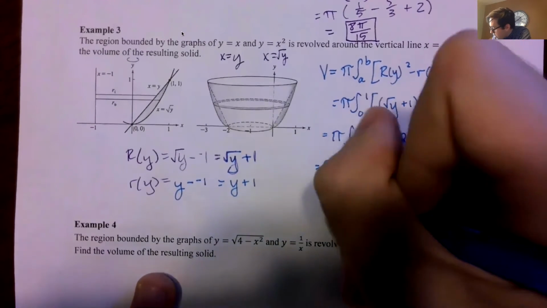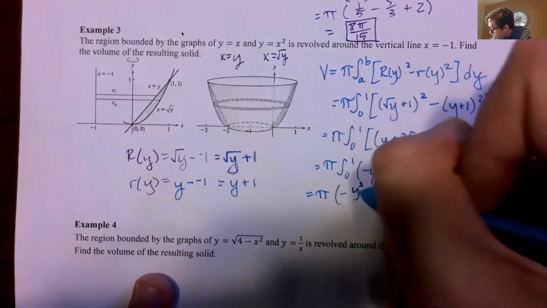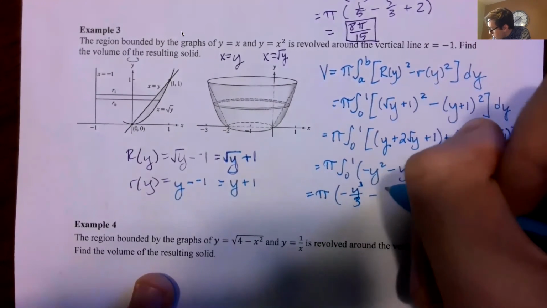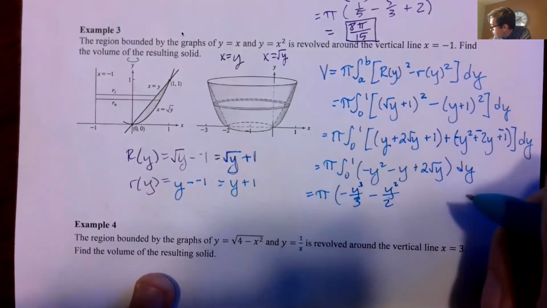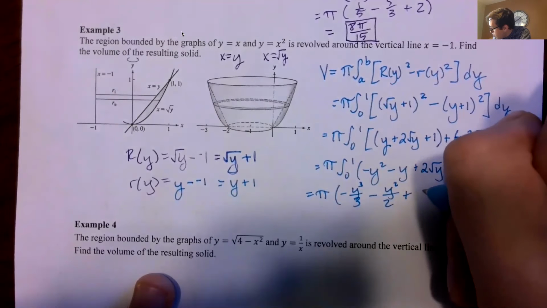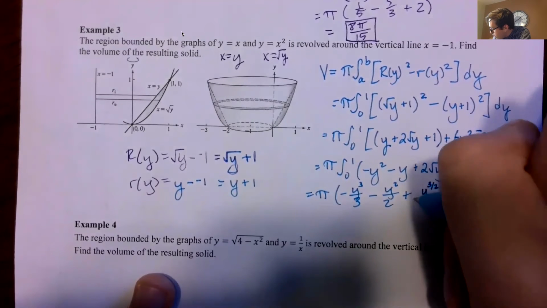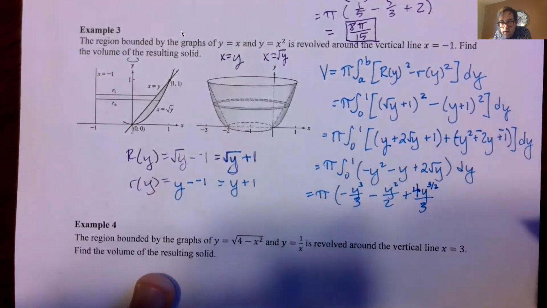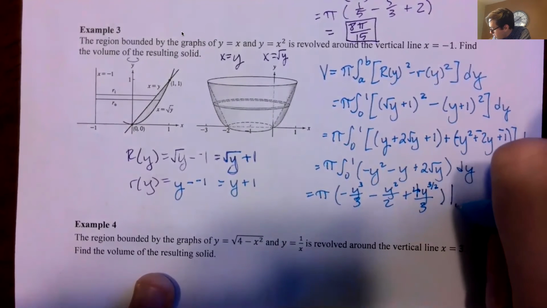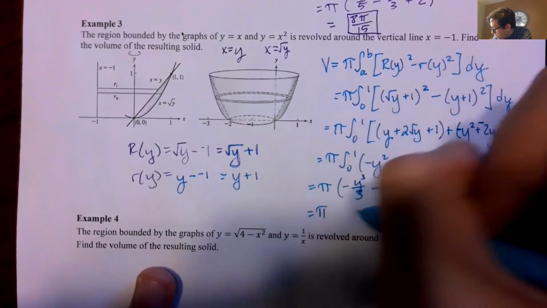So then we can integrate. We'll end up with negative y cubed over 3 minus y squared over 2 plus, okay, so that's y to the 1/2, so it's going to be y to the 3/2 divided by 3 times 2, and there's already 2 there, so that becomes a 4. And that's evaluated from 0 to 1. Okay, so once again, when we plug in 0, they're all going to go away. So I'm really just worried about plugging in 1.